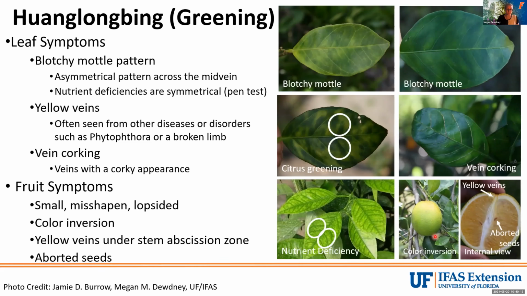Fruit symptoms, they're small, misshapen and lopsided fruit. Here's an example of a color inverted fruit. And then you'll also get yellow veins underneath the abscission zone. So where the fruit comes off the tree, if you cut it open, sometimes this columella or the central core of the fruit can be distorted along with the lopsidedness, and you get aborted seeds.